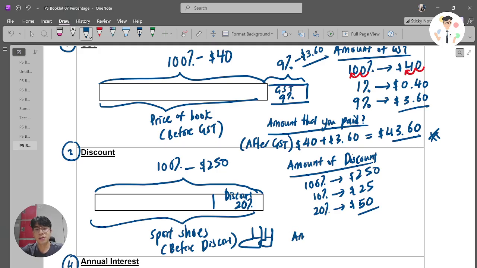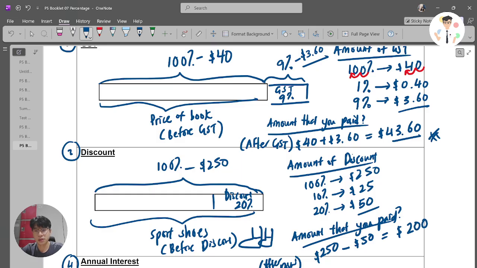But what is the amount that you pay? Okay, again, we don't talk about GST for now. So if it's $50, what's the amount that you need to pay? Again, the original price is $250. Again, this is after discount. $250. We minus away $50, which is the amount of discount. Means that the amount that you need to pay is $200. Okay, so that is basically how this works.